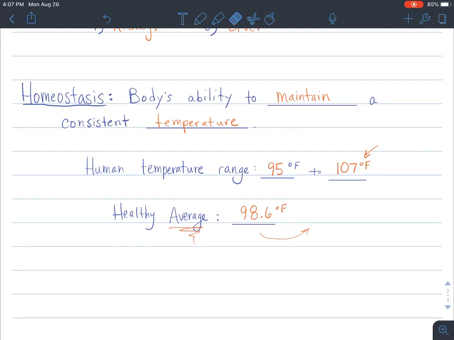So we'll talk about different mechanisms that our body has to maintain homeostasis in class. But for now, just know that there is a very specific temperature range that humans must remain within in order for proper cell function. All right, I'll see you on the next page.